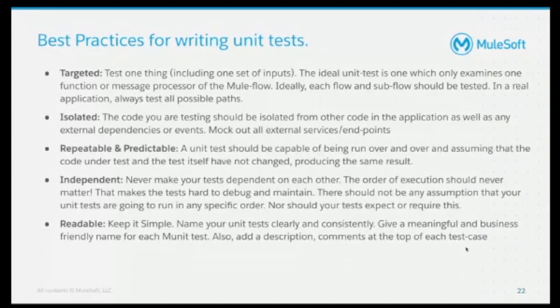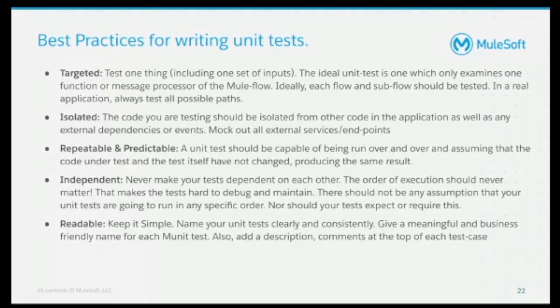And just some best practices for writing unit test cases. Make sure that they are targeted. The ideal unit test case is one for each message. Like I told you, every single component should be tested. Ideally, every subflow should be tested. You always test all possible paths. If you have a condition, if else, or whatever it is, make sure that every condition has a test case, so that if a value is equal to this, or if a value is equal to that, you can make sure those conditions are all executed and have test cases to make sure all those executions are successful.